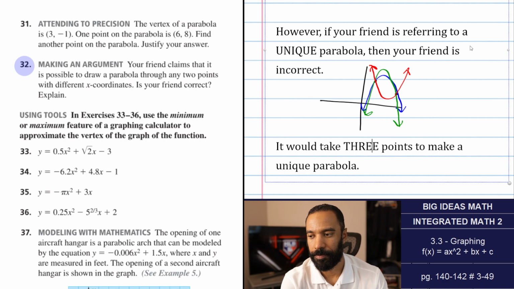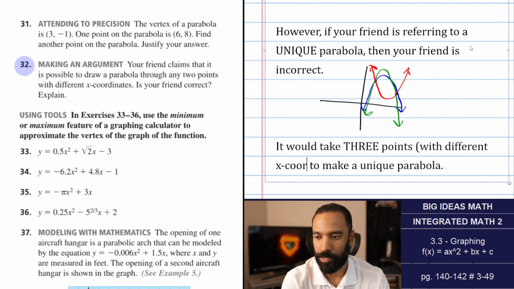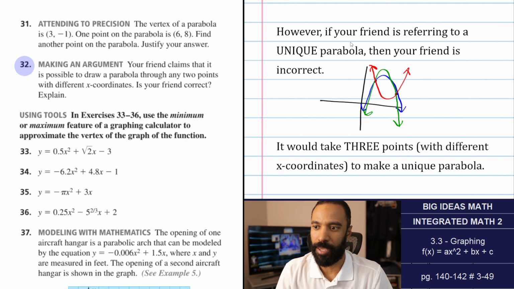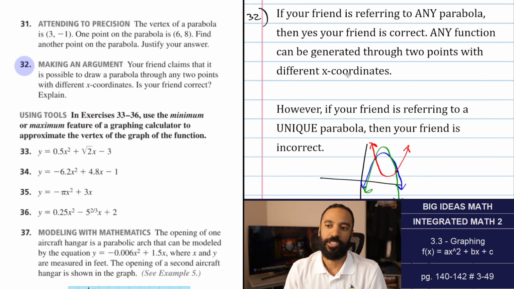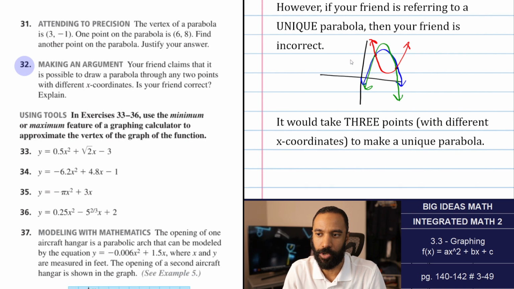With different x values. With different x coordinates. Once I have 3, you're locked to just one kind of parabola you can make. Okay. I don't know which version they're talking about. I think they're talking about the first one, in which case your friend's correct. But if it's the second one, I wanted to be sure.